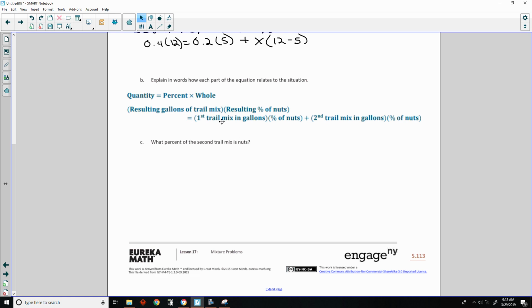What percent of the second trail mix is nuts? So now we're going to solve this equation. So I take 0.4 times 12, this right here, which is 4.8, equals 0.2 times 5 is 1, plus 12 minus 5 is 7x. Okay, so now we want to solve for x. So we're going to subtract 1 from both sides. And 4.8 minus 1 is 3.8 equals 7x.